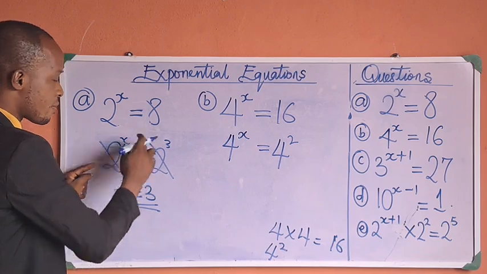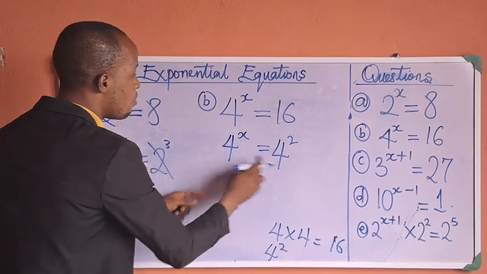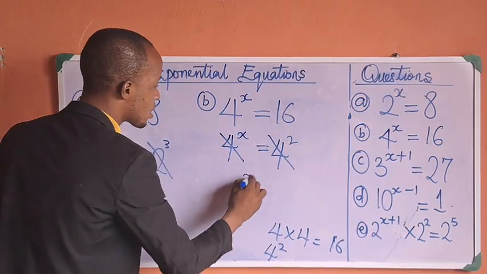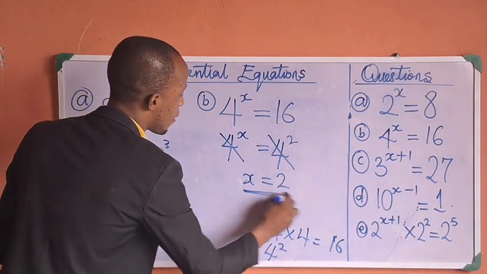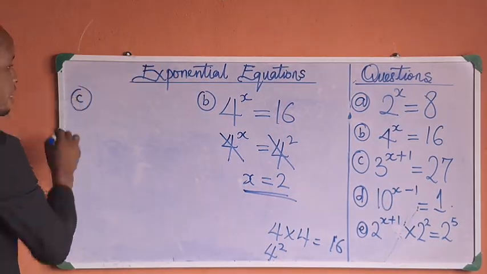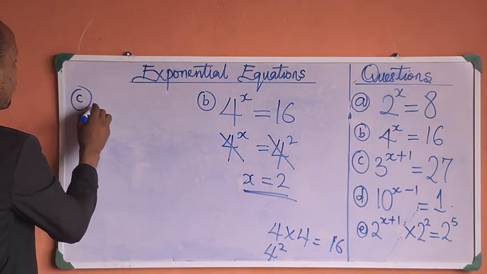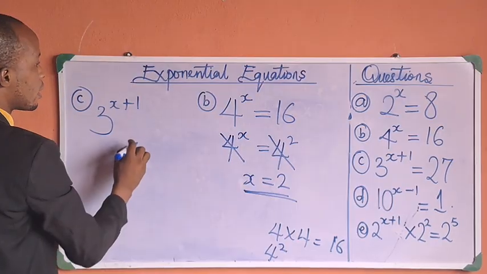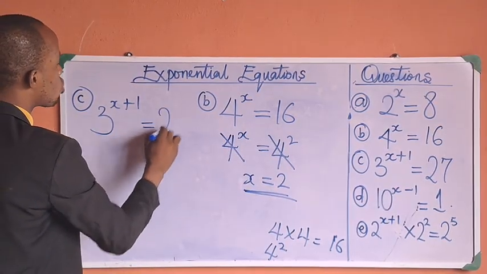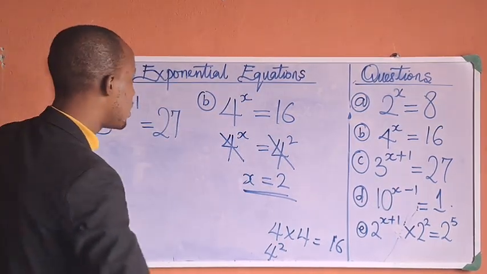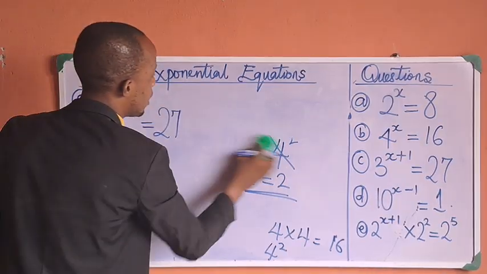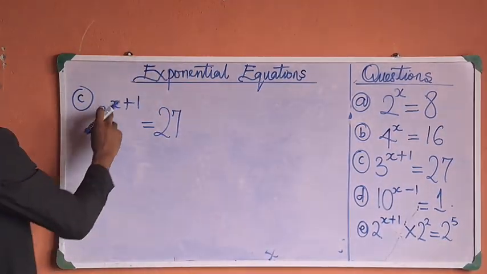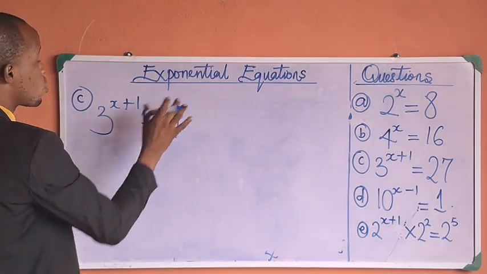So the same way I cancelled the bases here, since we have common bases, I simply cancel the bases, and then I'm left with x equals to 2. Final answer. Question C says that we have 3 having the power of x plus 1 equals to 27. Okay, let me clean up this other part. 3 having the power of x plus 1 equals to 27.